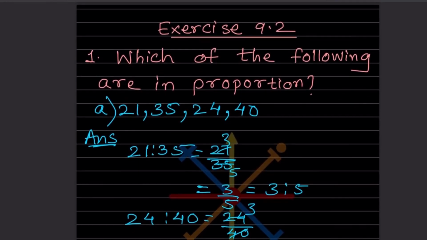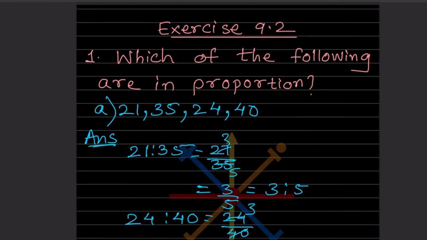Now they said here, which of the following are in proportion? These four numbers are given. So now we know that A is to B as C is to D. This is A, B, C, D. We want to see which are in proportion, right? So first I took these two numbers. We are going to write the ratio of 21 is to 35, and I can divide this.